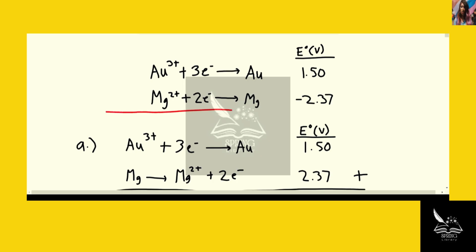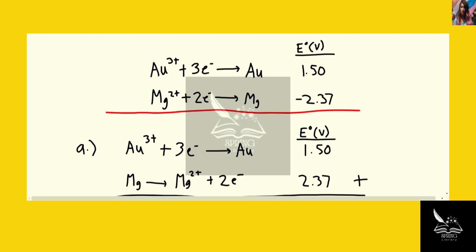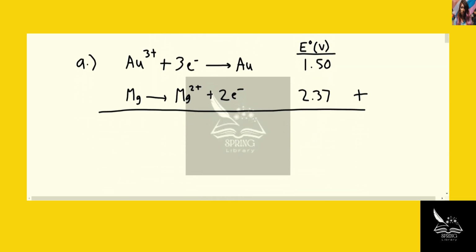We are given these two half reactions that occur within a galvanic cell. And in part A, we want to determine what the overall cell potential is for this galvanic cell. We know that for galvanic cells, the cell potential has to come out to a positive value. And so in order to do that, we know that we need to reverse one of these reactions so that we cancel out the electrons on either side.